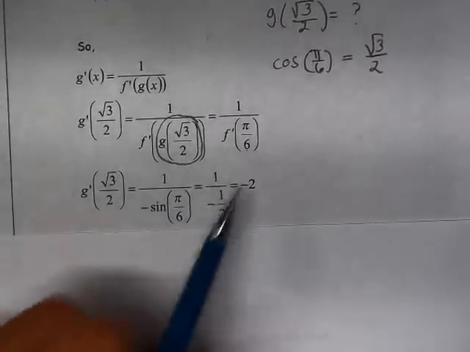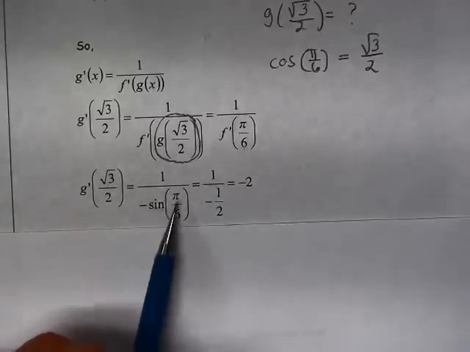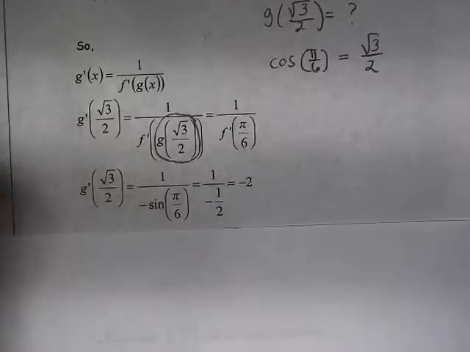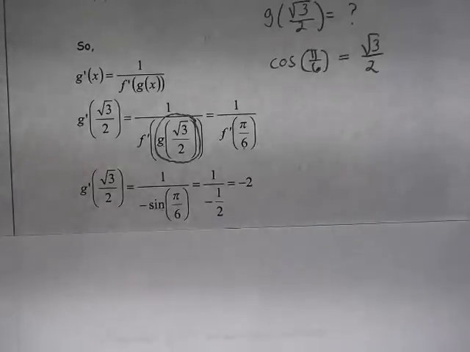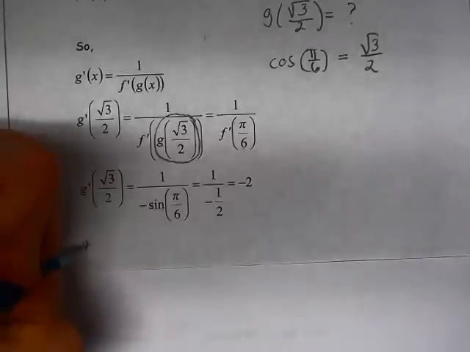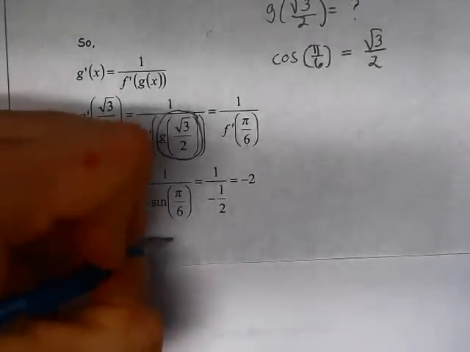So once we do that, now we need f prime of pi over 6. That's a negative sine of pi over 6. Sine of pi over 6 is 1/2, so that's a negative 1/2. 1 over negative 1/2 is negative 2. Right? So g prime of root 3 over 2 equals negative 2.